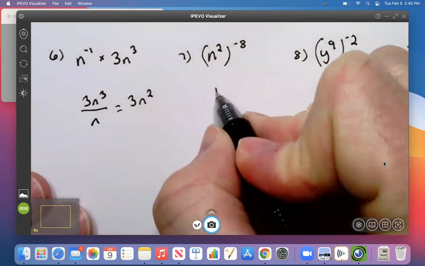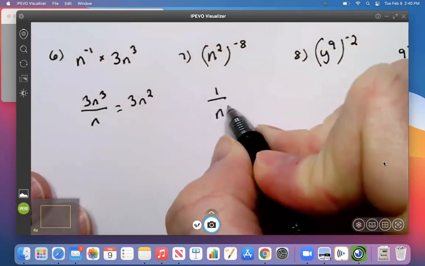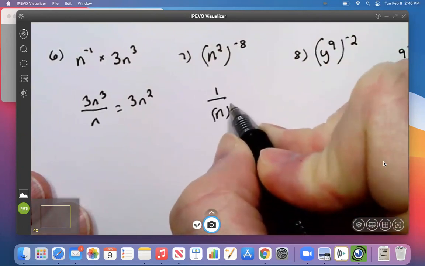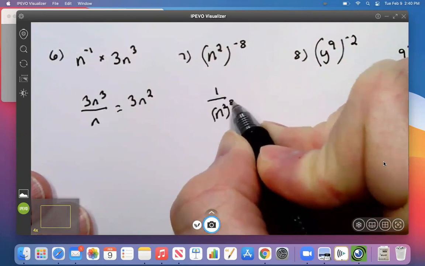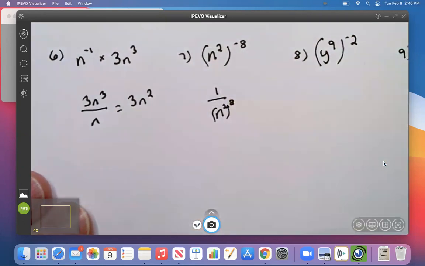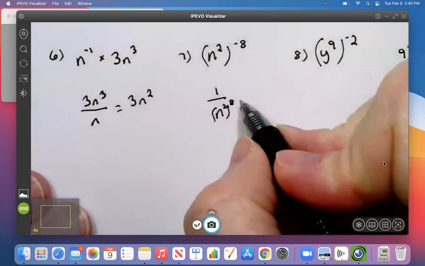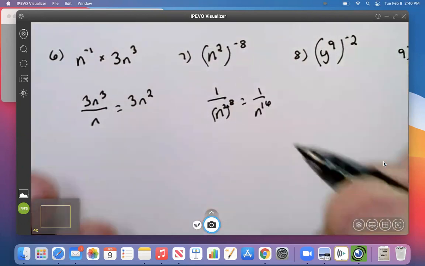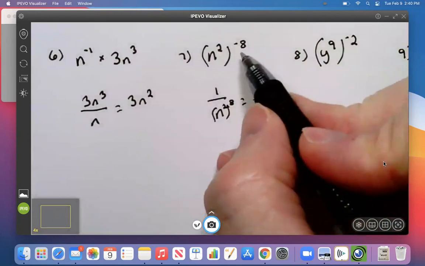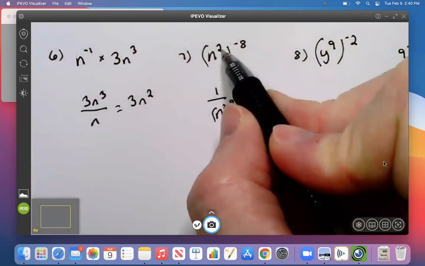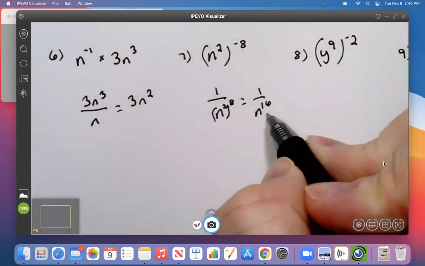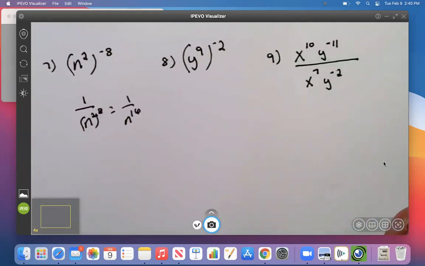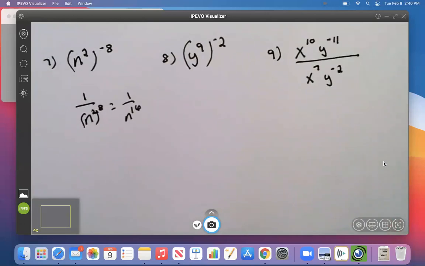On number 7, I need to move that n squared to the bottom. Actually, I'd move the 8 to the bottom, and that's going to give me 1 over n to the 16th, because 8 times 2 is 16. Another way to have done that would be to right here multiply negative 8 times 2, get negative 16, then move it to the bottom, get positive 16. More than one way to do these. Try number 8.